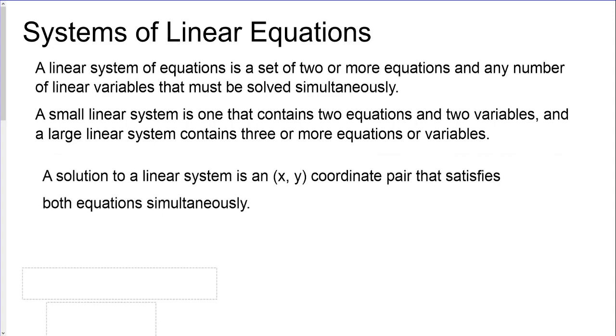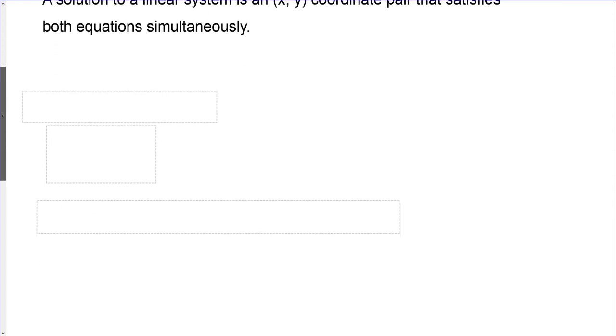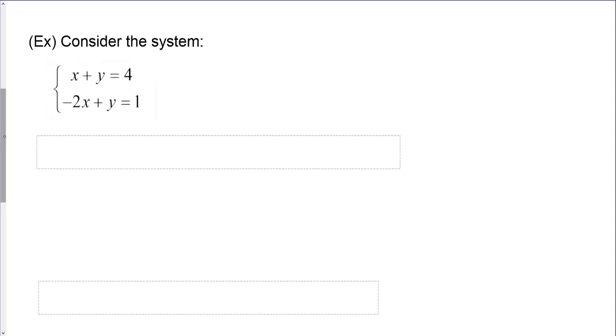A solution to a linear system is an xy coordinate pair that satisfies both equations simultaneously. Consider the system x plus y equals 4 and negative 2x plus y equals 1. Notice that both equations are linear equations and they're grouped together by the curly brace, which is customary notation to define a system of equations.